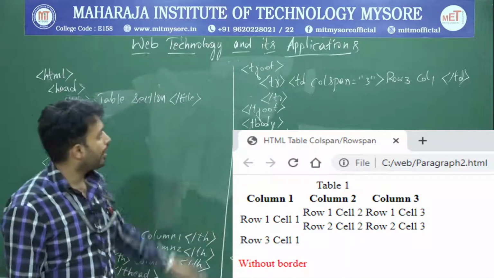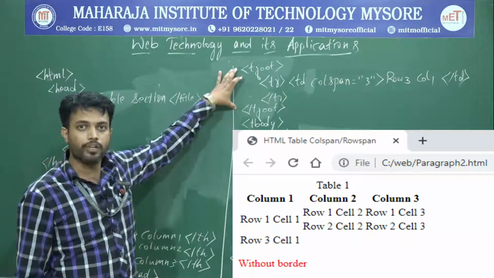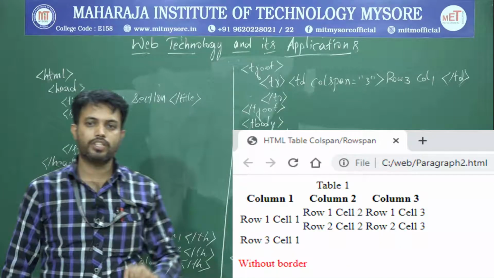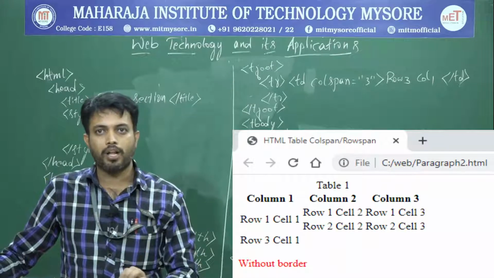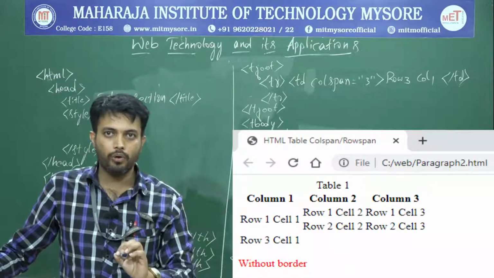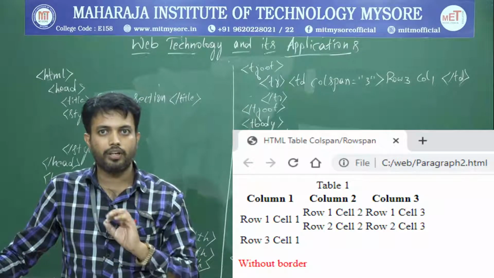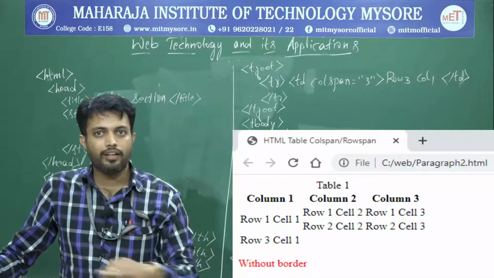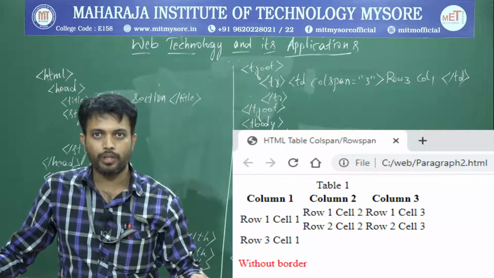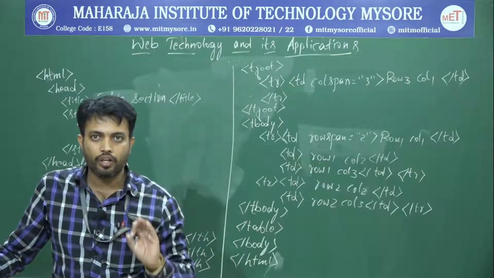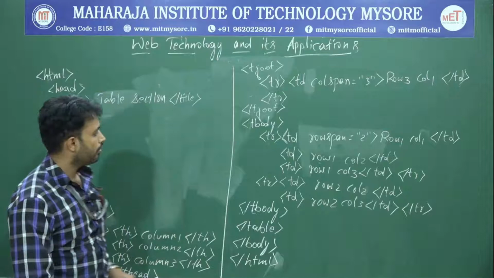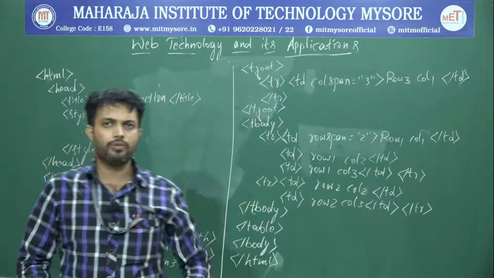Why? Because I declared that as a tfoot. tfoot is nothing but table foot, which always comes at the bottom of the table. That is also a row, that is also data, but it will always be displayed in the last row. Even though I have defined it in between, it will display as the last row.